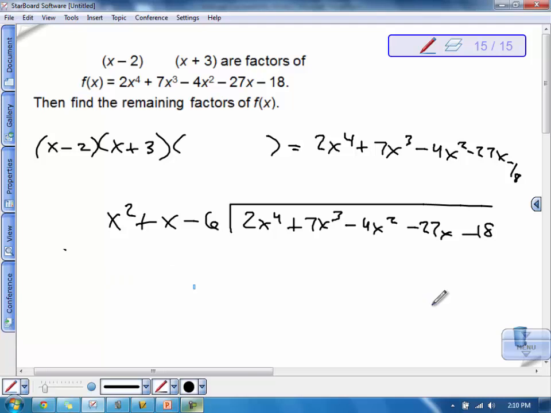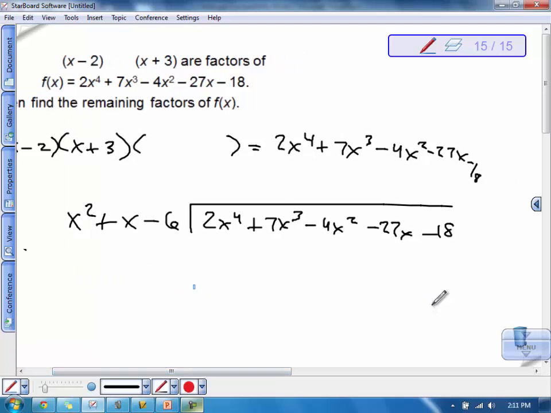Okay, I'm going to go a little quicker through this. You might want to pause or rewind if I go too fast, but I'm going to do long division. So what do I multiply by x squared to get 2x to the 4th? That would be 2x squared. 2x squared times x squared gives 2x to the 4th, plus 2x squared times x gives me 2x to the 3rd. 2x squared times negative 6 gives me negative 12x squared.